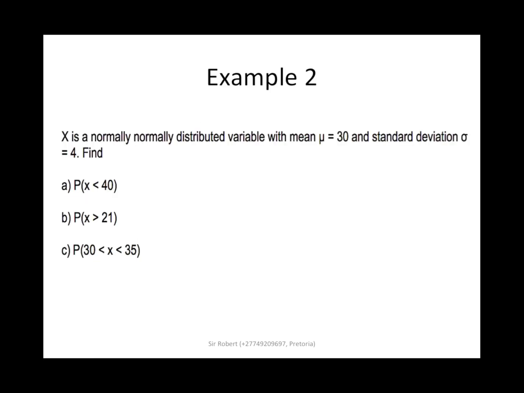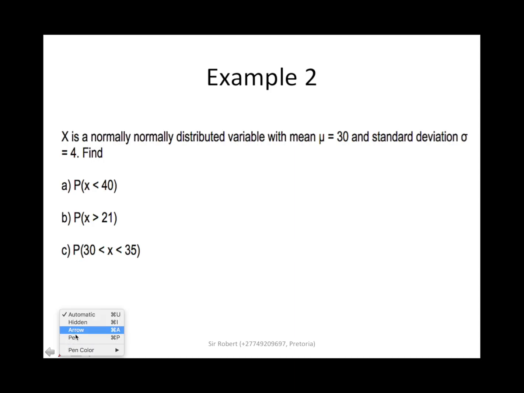So now, example number 2. X is a normally distributed variable with mean 30 and standard deviation 4. Find the probability that x is less than 40, the probability that x is greater than 21, and the probability that x is between 30 and 35.